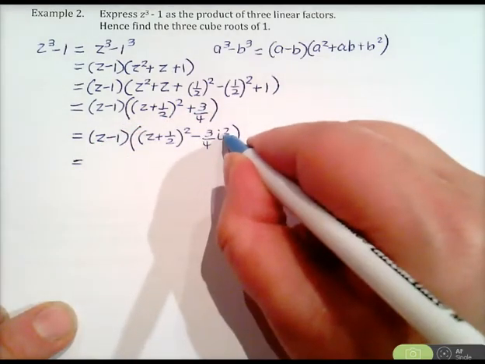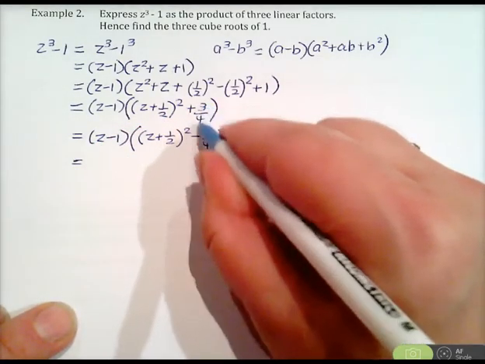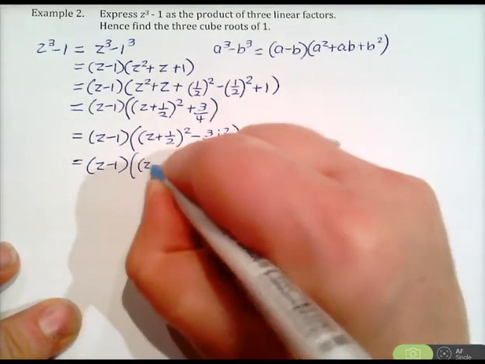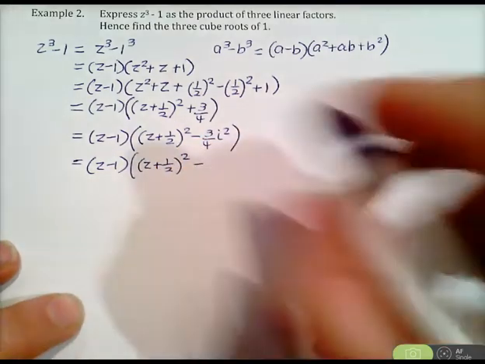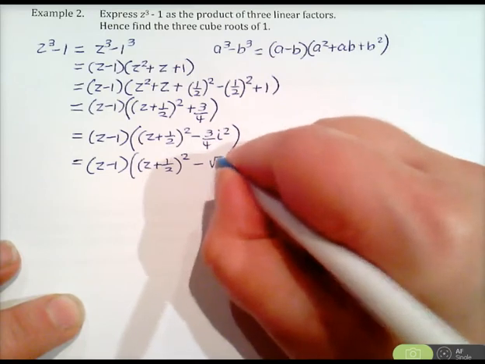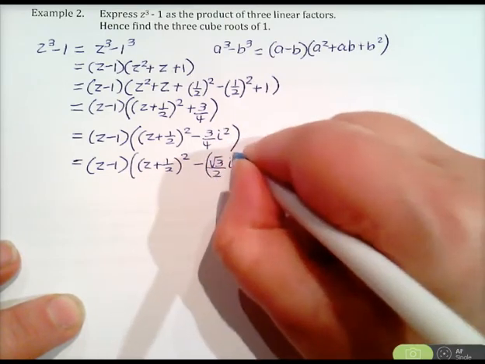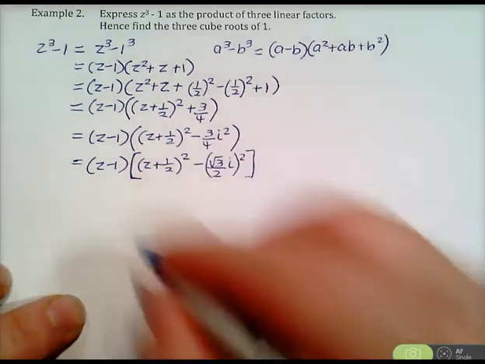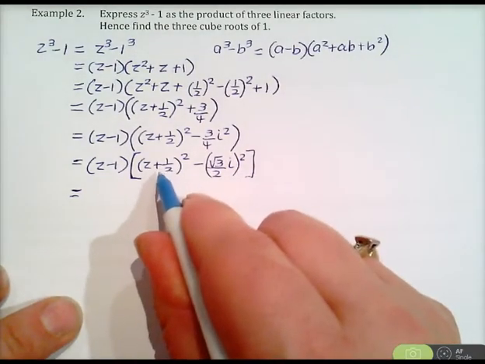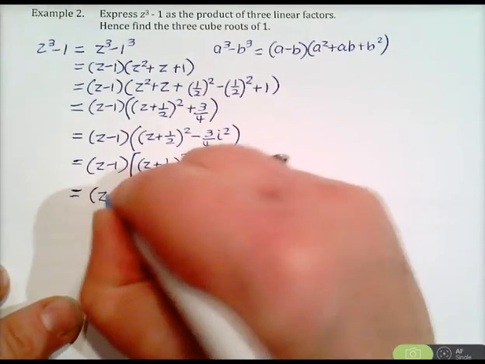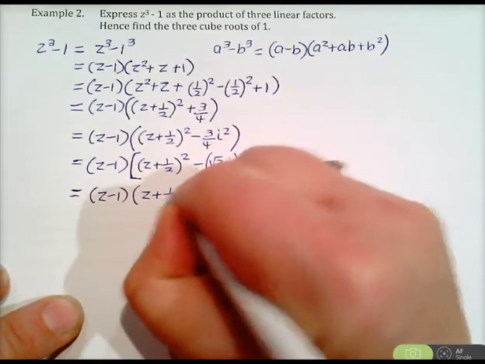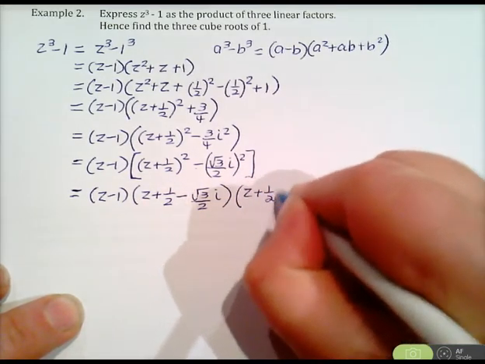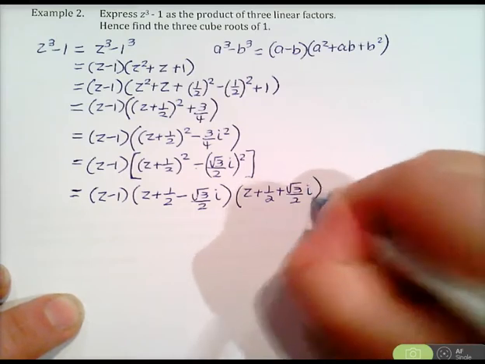Because i squared is negative 1, plus 3/4 is the same as minus 3/4 i squared. Now I need to write that 3/4 i squared as a square number, so it would be root 3 on 2 i squared. I'll just make square brackets here actually. So this is in the format of a squared minus b squared. So I can factorize it, and it's z minus 1, z plus a half minus root 3 on 2i, and z plus a half plus root 3 on 2i.